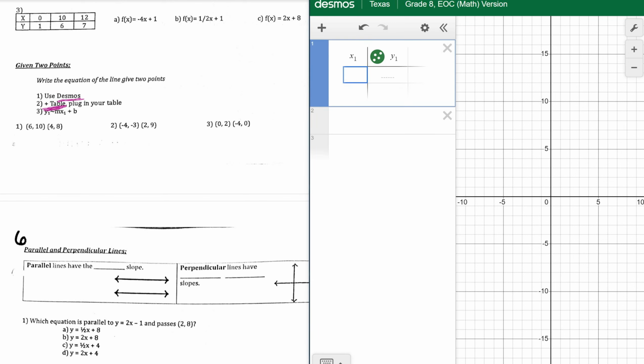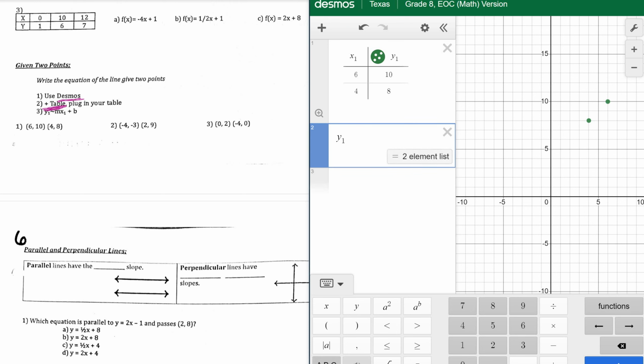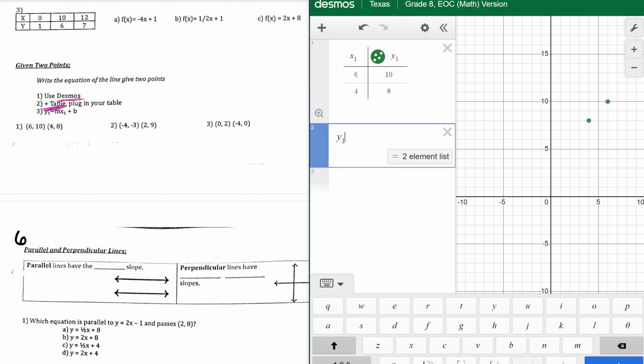All right, let's get our keyboard. We've got 6, 10. And then 4, 8. All right, we have the 2 dots, 6, 10, 4, 8. And then you remember we're just typing y equals mx plus b. That's our slope-intercept form. But instead of y, we're putting what's in the top of the table, y1, so that it knows what it's grabbing it from. And then remember we have to do the tilde sign, which is down there.